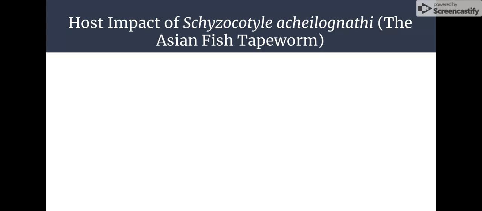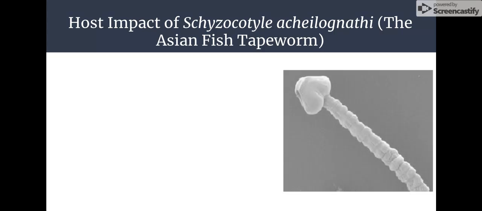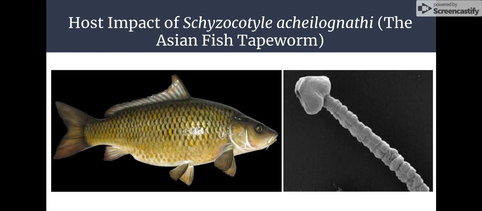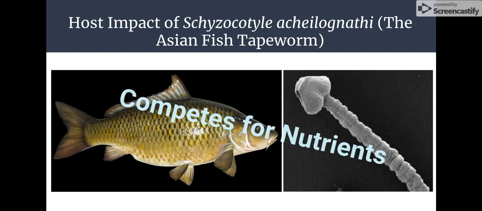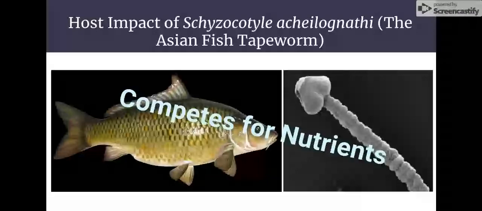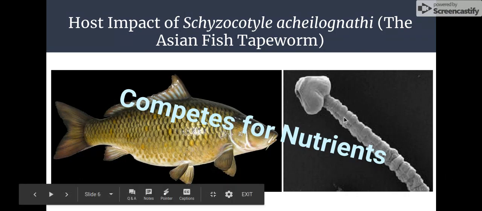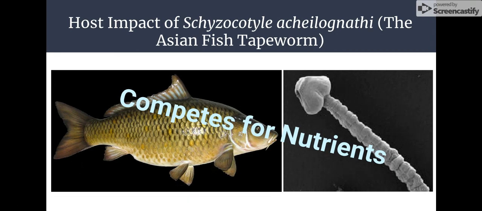So how does the parasite actually impact the host? Well, it competes for nutrients. It's found in the digestive tract and the intestine, and it absorbs nutrients across the membrane of the proglottids. So it's competing for nutrients with the host, the fish, and the fish just can't get enough, and so eventually they become lethargic and probably just starve to death.